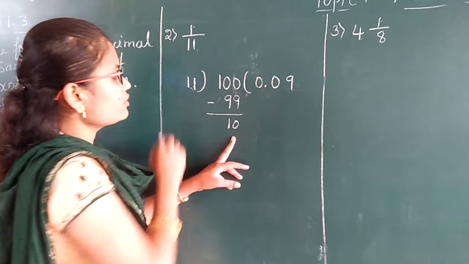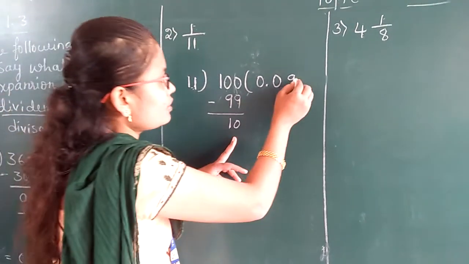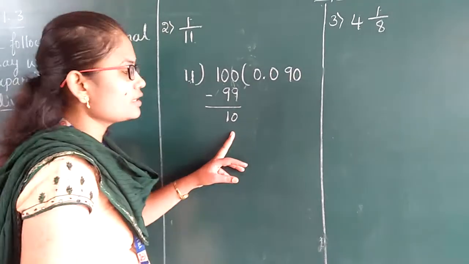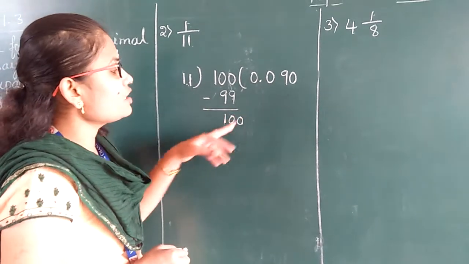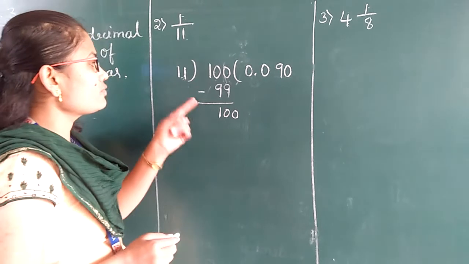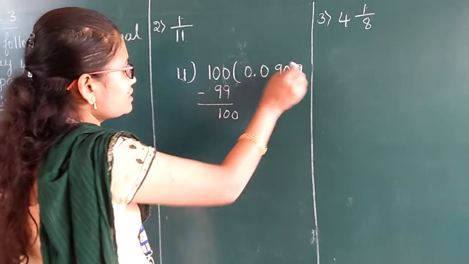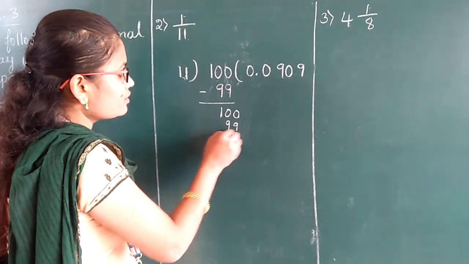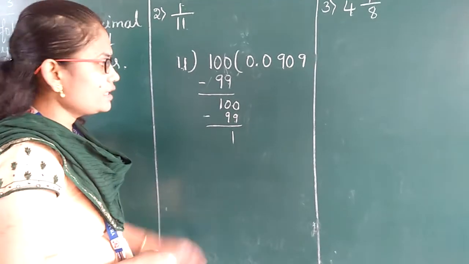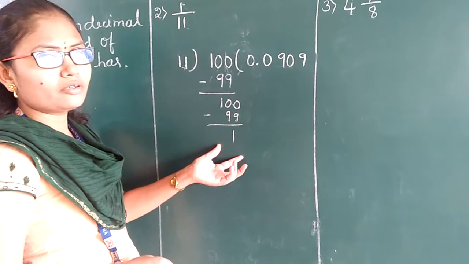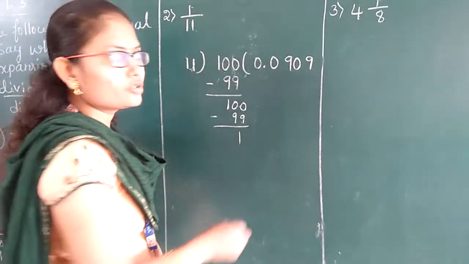Now it is not possible to divide, so you have to take 0 in the quotient and take one more 0. Now you can see that for 100, the nearest multiple of 11 is 11 nines, which are 99. Again you are going to get 99. So 100 minus 99 is nothing but 1. Again the same repeating remainder, and here also the same repeating quotient, you are going to get.